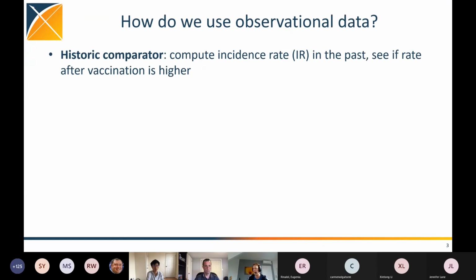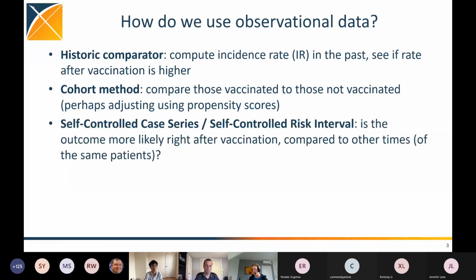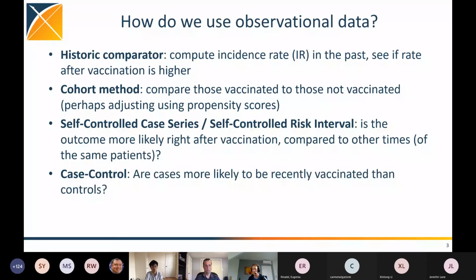One is the historic comparator design, where you can compute the incidence rate somewhere in the past and then see if the rate after vaccination is higher than that historic rate. You could just treat it as a cohort method, where you compare the people that are vaccinated to a sample of people that are not vaccinated and maybe adjust for propensity scores. You can make it fancier with a self-controlled case series design or self-controlled risk interval, where you look at whether the rate of outcomes is higher just after vaccination compared to other time of those same people, or even a case control design where you can ask whether cases are more likely to be recently vaccinated than controls.